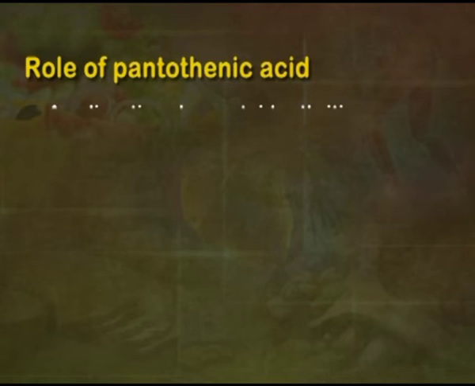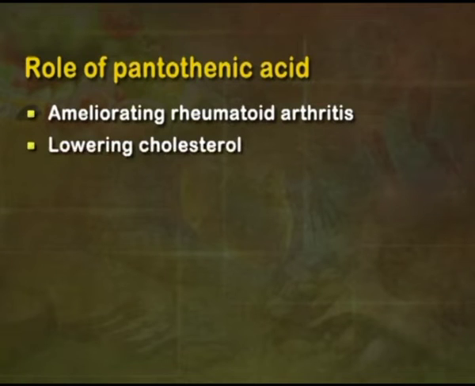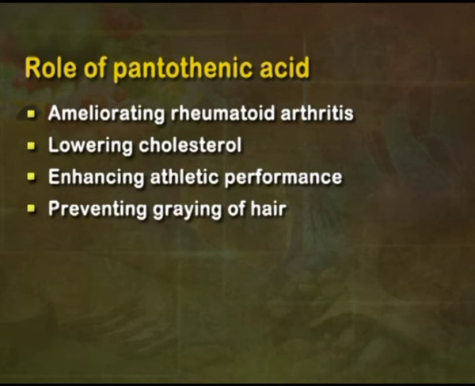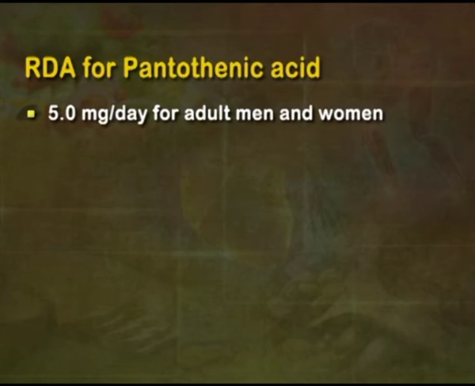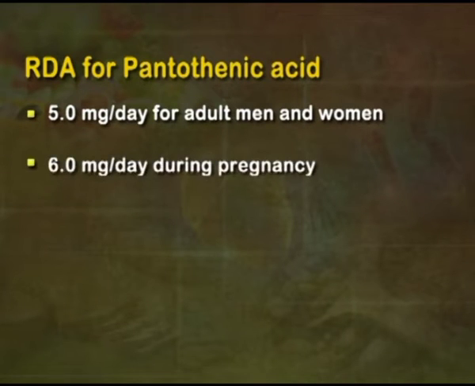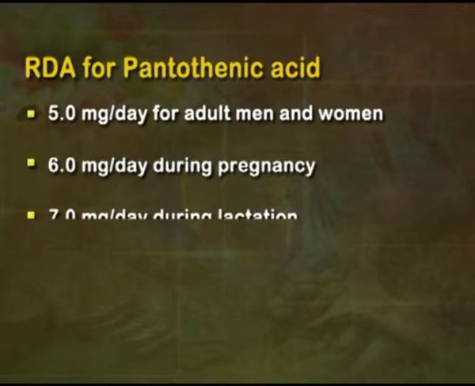Pantothenic acid deficiency in humans is rare because of its distribution in the foods. Many health claims are made regarding the role of pantothenic acid in ameliorating rheumatoid arthritis, lowering cholesterol, enhancing athletic performance and preventing graying of hair. No adverse effects of oral pantothenic acid in humans have been reported. The required dietary allowances for pantothenic acid are 5 mg per day for adult men and women, 6 mg per day during pregnancy and 7 mg per day during lactation.